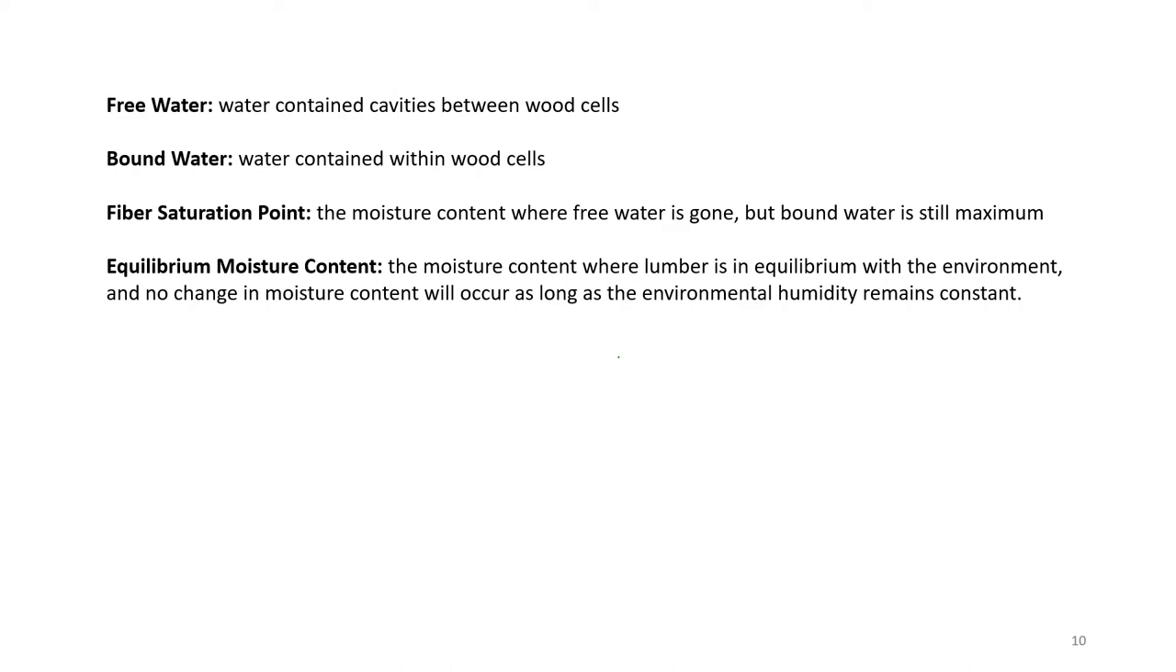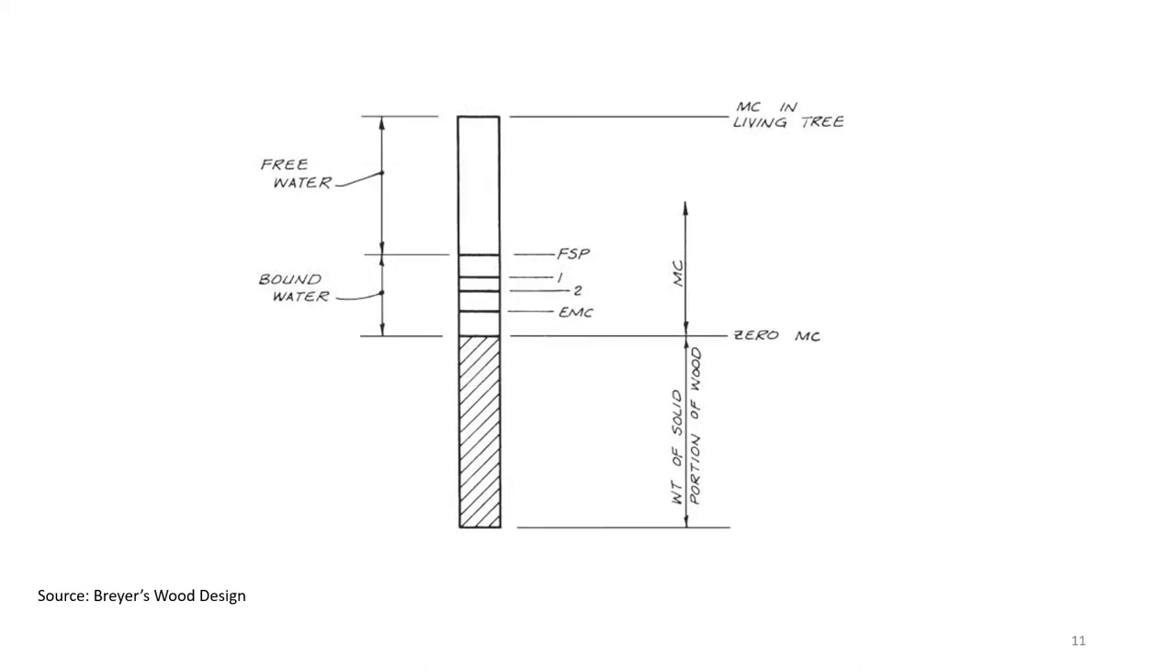Because remember, zero moisture content is defined by the oven dry weight. So equilibrium moisture content will only be zero while it is physically sitting in a high temperature, zero humidity oven. The moment it's taken out of this oven, it will begin to seek equilibrium with the air around it, and its moisture content will slowly rise above zero. And all of this is explained here in this diagram from Breyer.